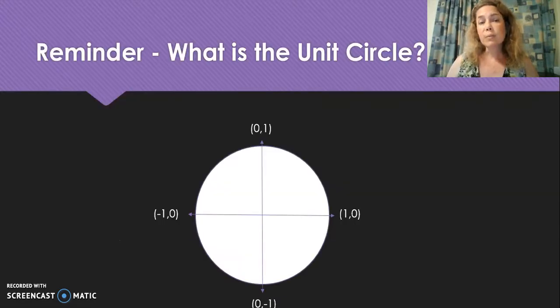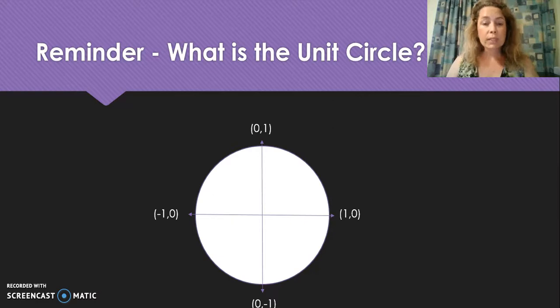Okay, so let's begin with a quick reminder of what the unit circle is. Remember, it's a circle that has a radius of 1, i.e. 1 unit, and it is centered on the origin of our Cartesian plane.